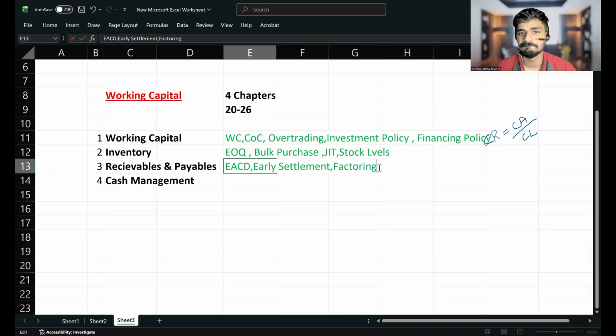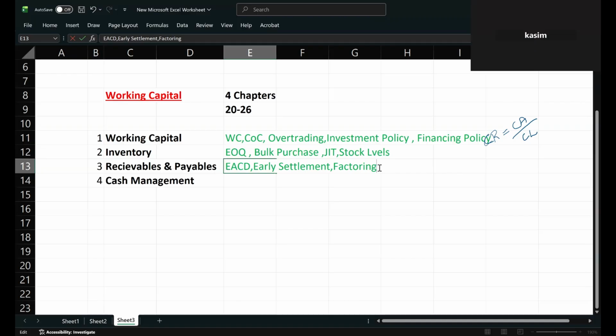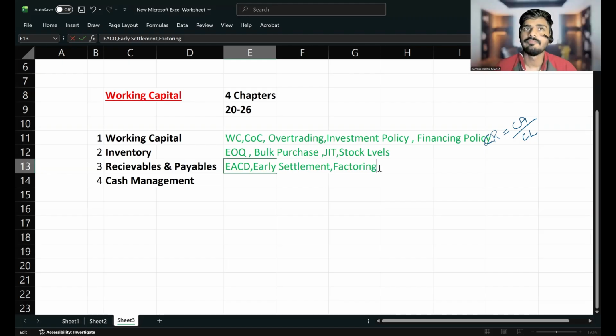Then, if we are using factoring, we don't assess creditworthiness. Yes, if it is without recourse factoring, we won't assess the creditworthiness of the customers. The factor will bear the bad debts, so we won't check the creditworthiness of customers. We'll give credit without checking creditworthiness. Really good, it's a good point.